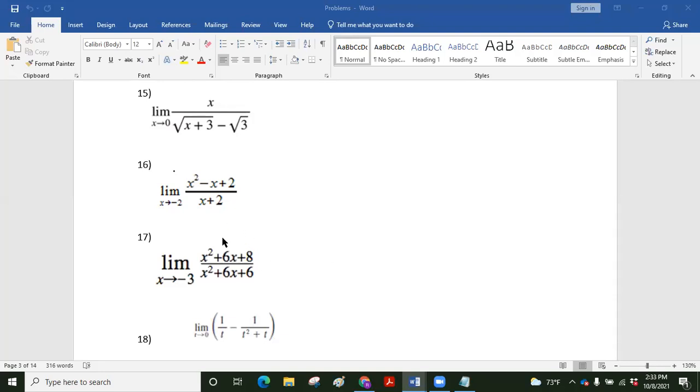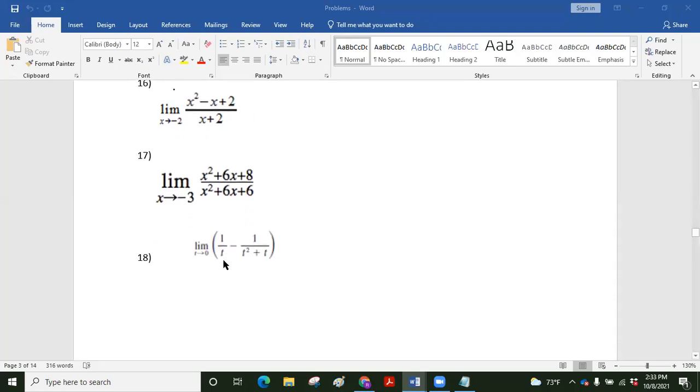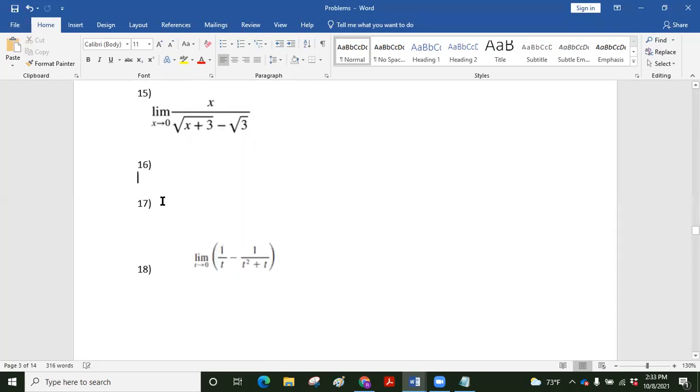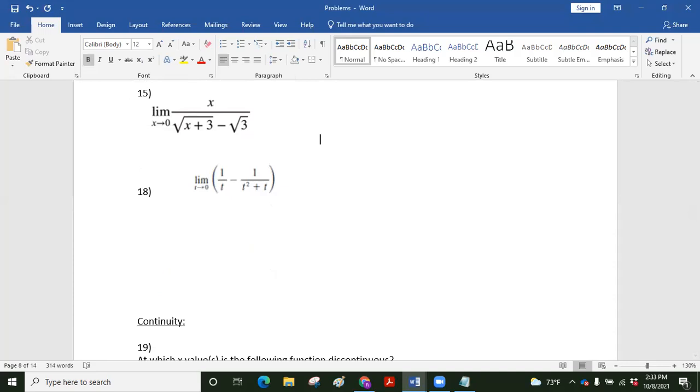What I'm starting to notice is that some of these problems aren't factorable, so it's best we actually don't touch them. So I'll actually cut these out here. And we'll sort of just move on.